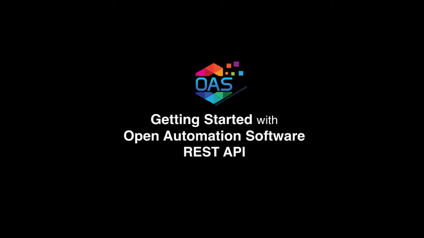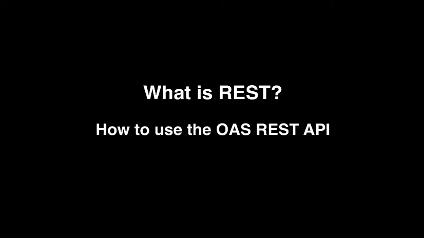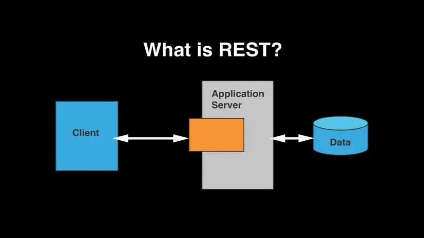In this demo, we'll be discussing what REST or REST APIs are, and then we'll review how to use the Open Automation Software REST API for accessing data or for configuring the OAS service itself. REST or REST APIs are methods of exposing data and operations for automation or even custom user interface development.